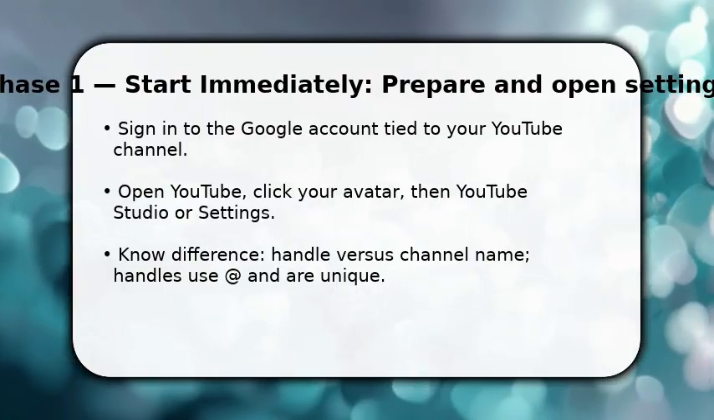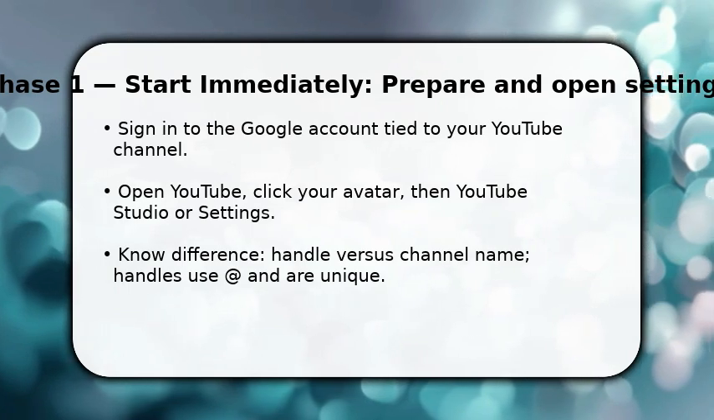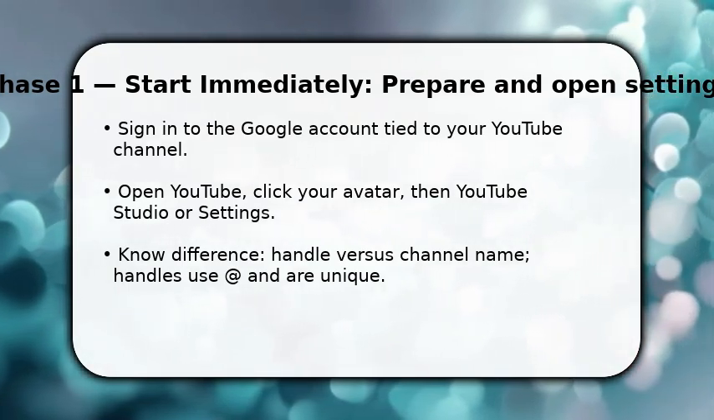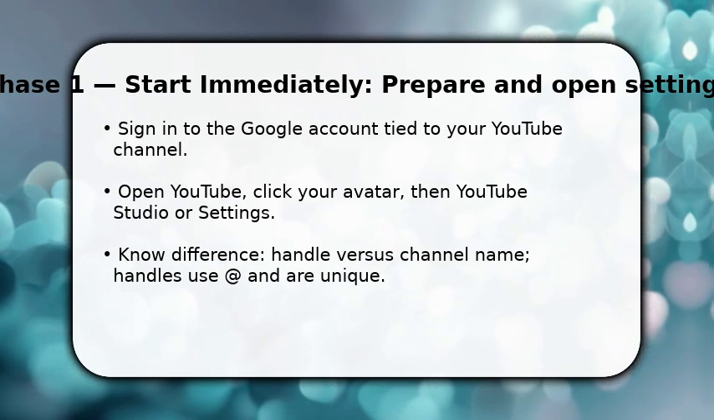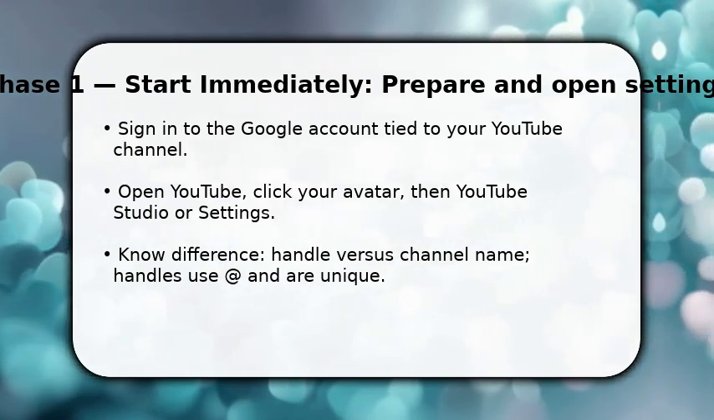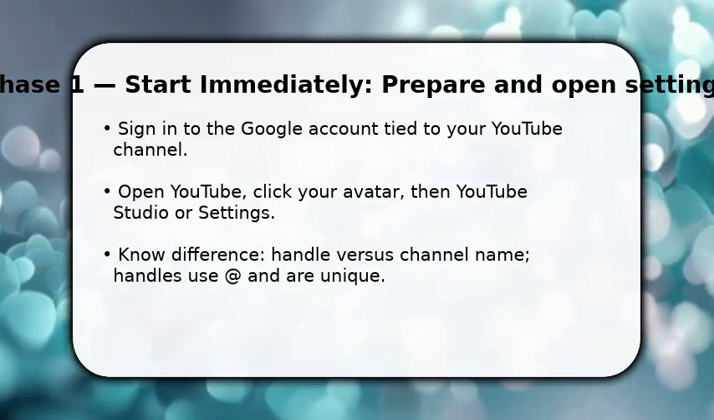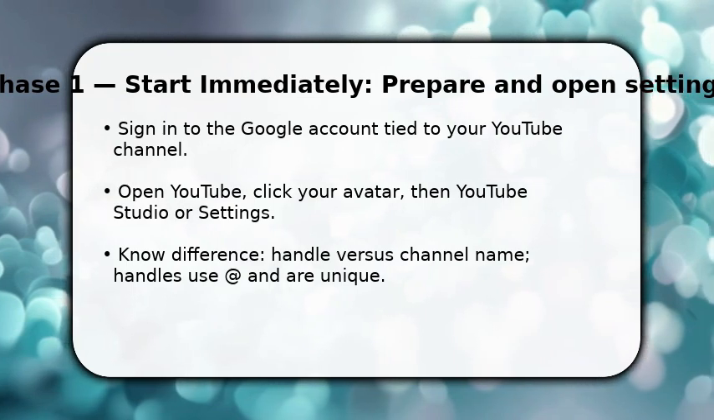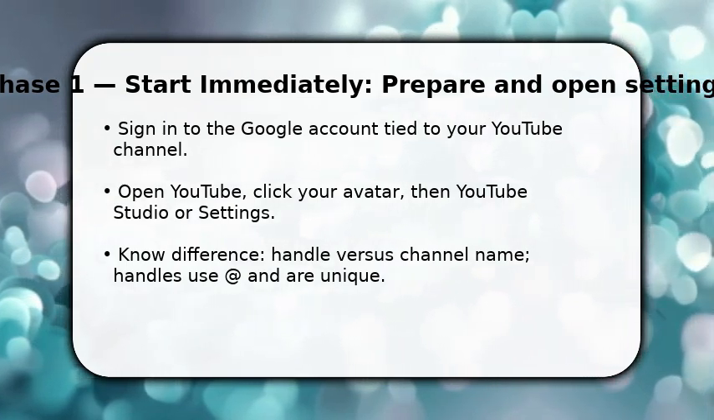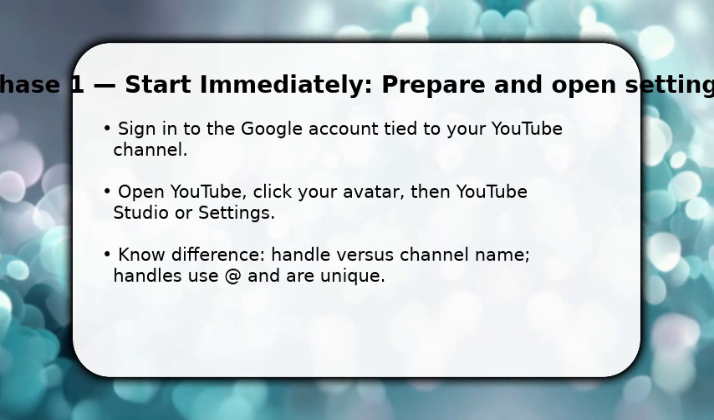You are signed in, now go straight to your channel settings. Click your avatar, select YouTube Studio, then Settings at bottom left. Once done, choose Channel and then Basic Info to see your current handle and name. Make sure your account is verified and you meet any eligibility prompts, otherwise the handle change may be restricted. This step primes the system and prevents surprises.